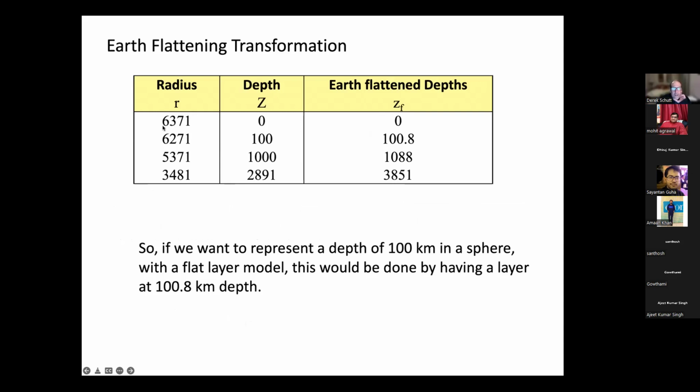So for instance, if I have something at the surface of the Earth, so at the depth of 0, the Earth flattened depth is the same as the spherical depth. If I have something at 100 kilometers depth, the Earth flattened depth is 100.8 kilometers depth. So in the uppermost mantle, it really doesn't play a role. So again, even at 1,000 kilometers depth, now we're talking about 9%. So it's starting to become significant. And here in the lower mantle, at a depth of 2891, the Earth flattened depth is significantly different from the true depth. So what we would do is take our depth in our model, and then we would expand the bottom to match these depths, and that would be more accurate for a spherical Earth.